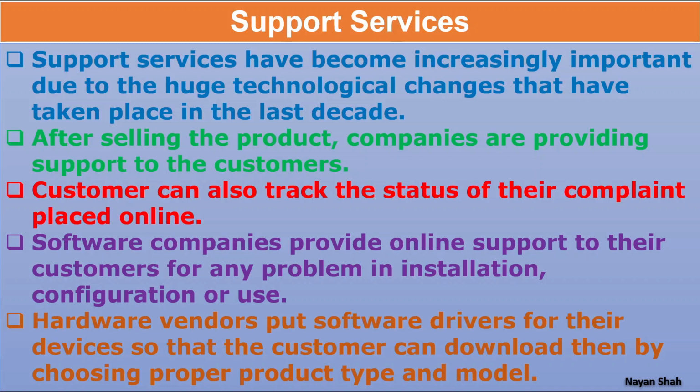Customers can also track the status of their complaint placed online, which you are very well aware of. If you have purchased something online through Amazon or Flipkart, and you put in a complaint that the product is not okay, you ordered a blue color t-shirt, and when you opened the packet, you received a yellow color t-shirt, you put a complaint on the website, and they give you a proper complaint number. Using that number, you can always communicate with the company regarding where your complaint has reached. So that is also one sort of support service.